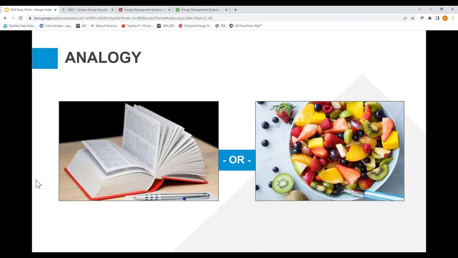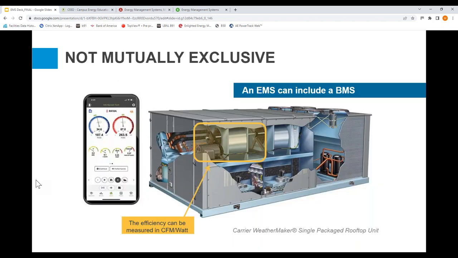The other analogy is a fruit salad. If you think of the BMS as a strawberry and the EMS as a raspberry, would you eat the fruit salad if it only had one of those two fruits? Probably yes. But if you could have both of them, would you prefer that? For me, it would be a yes. So at the end of the day, for the most part, having both systems is a plus in the ideal scenario, because they definitely complement each other and work together.